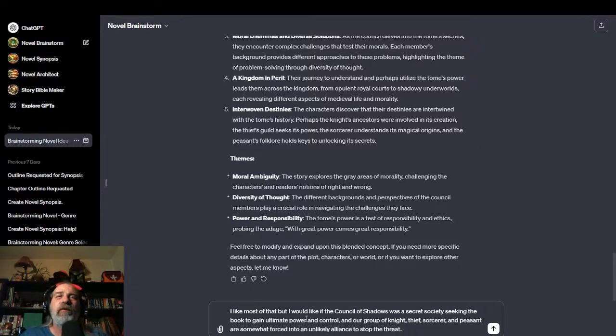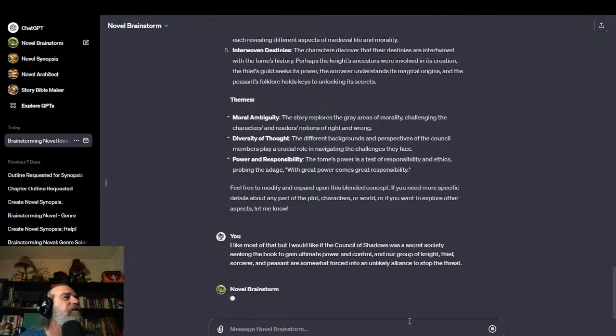I like most of that, but I would like if the Council of Shadows was a secret society seeking the book to gain ultimate power and control, and our group of knight, thief, sorcerer, and peasant are somewhat forced into an unlikely alliance to stop the threat. Alright, let's see what it says.